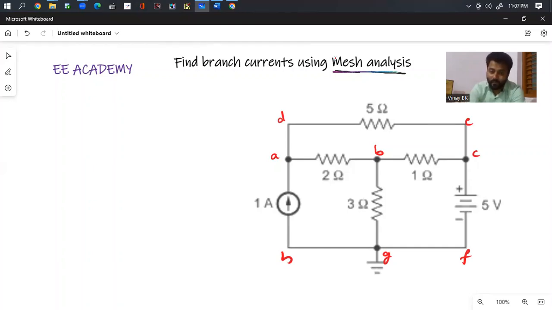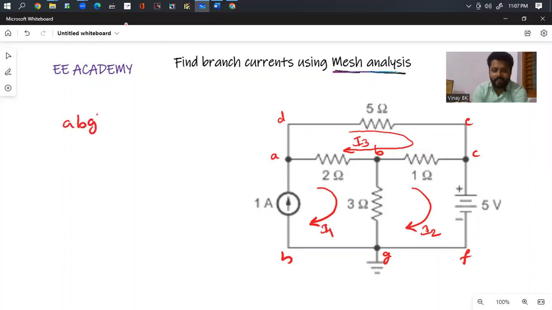Once after that, give loop direction along with the current. So I1 is flowing here. Three loops are there. Similarly I2 is flowing here. Similarly I3 is flowing in this direction. Here I3 is flowing. So what you can observe with the help of this circuit, I1 is nothing but consider a loop A, B, G, H, A.